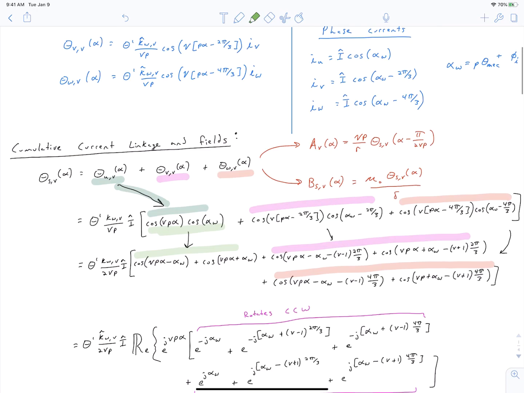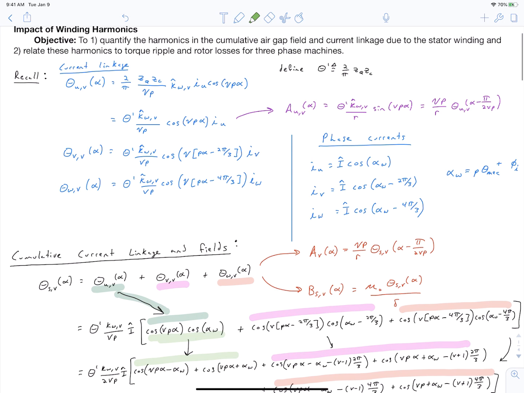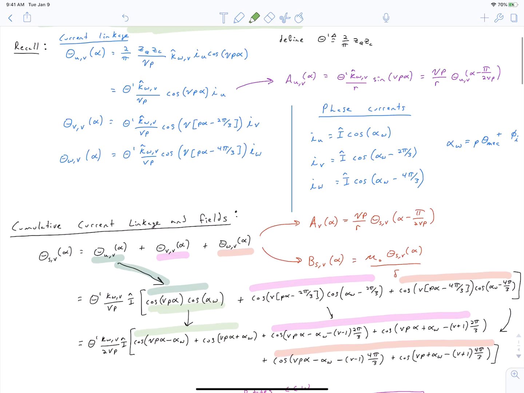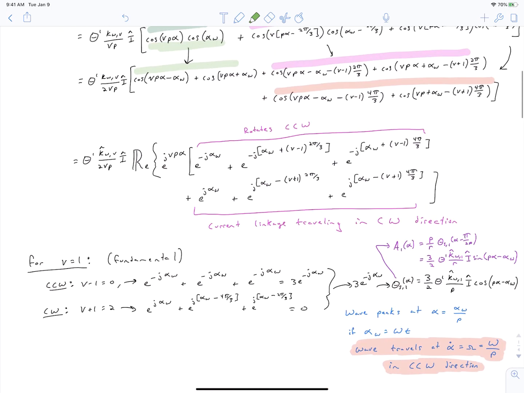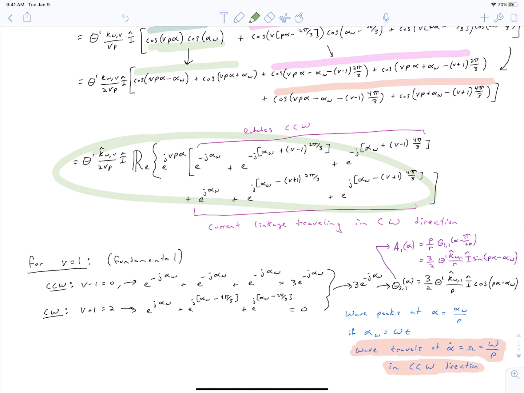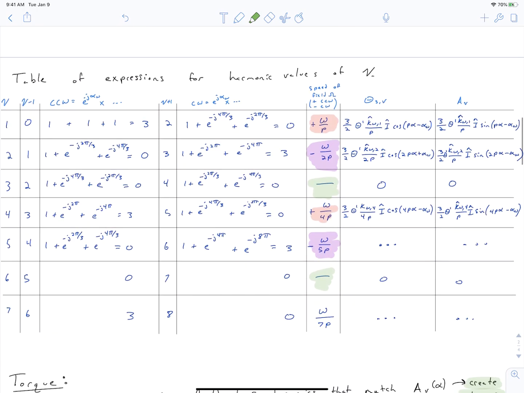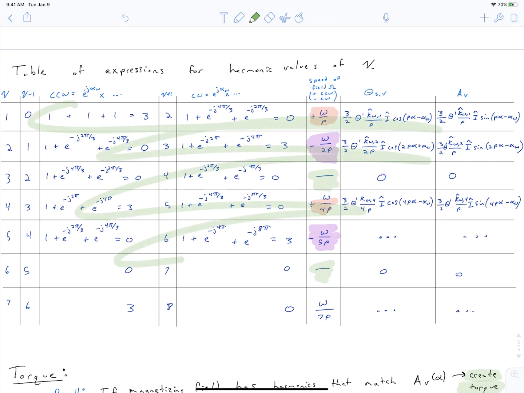So to summarize this video, we have first quantified the harmonics in our cumulative air gap field and current linkage. So up until now, we've been largely talking about air gap fields and current linkage of a single phase winding. Now we're adding all the phase windings together to talk about the total air gap field and current linkage. And then we've related these harmonics to torque ripple and rotor losses for three-phase machines. We've done this by deriving an analytic expression and then evaluating it at specific harmonics in a table form here.